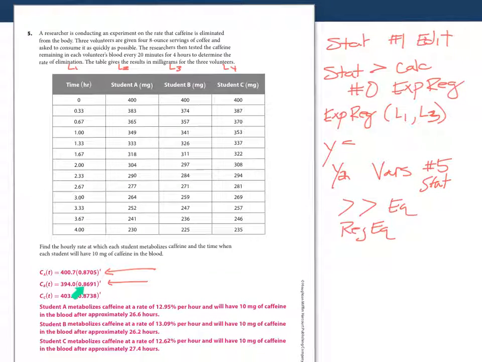The same would be true here. Subtract 1 minus 0.8691, and we get 0.1309, which means 13.09%. And that's how you find how much they're metabolizing, or decreasing the amount of caffeine in their body or in their blood, per hour.